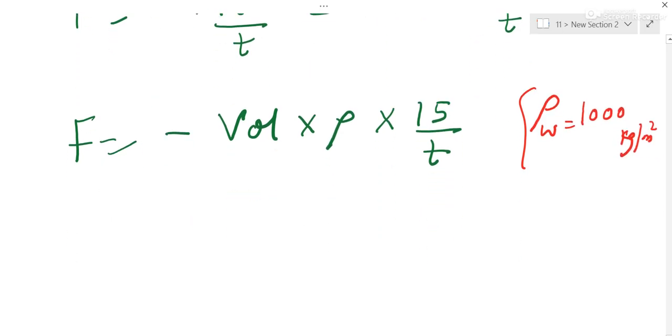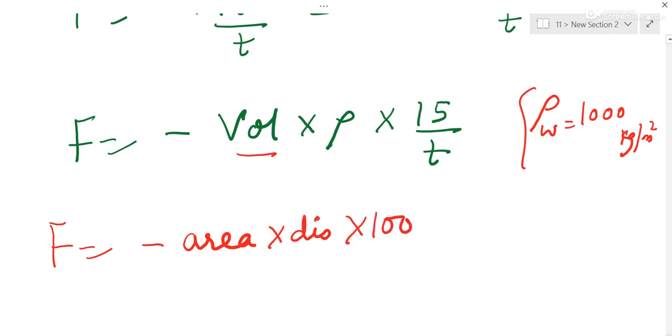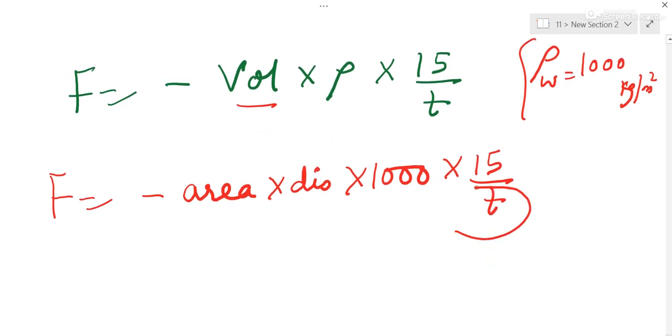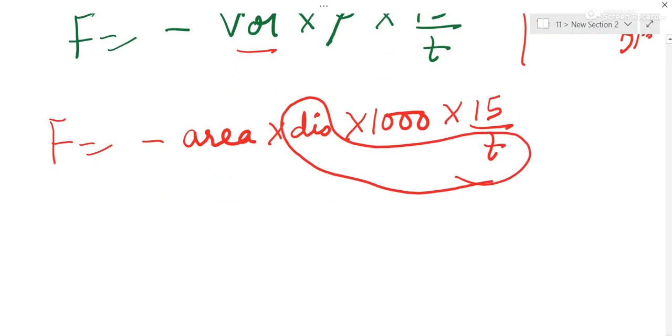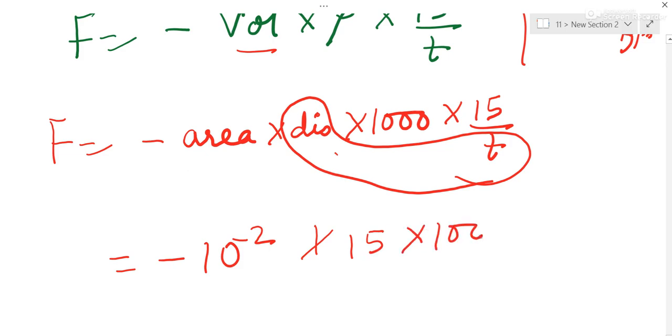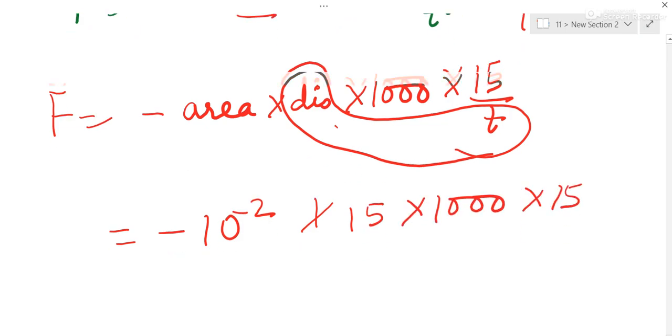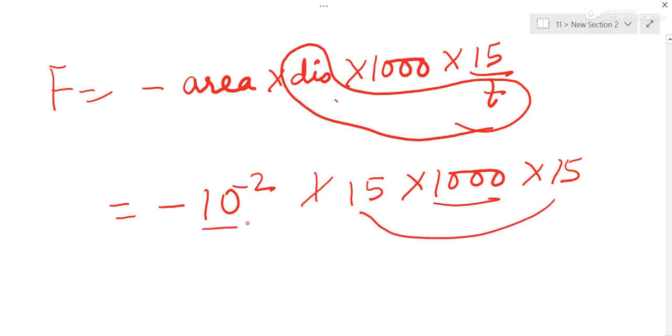So force is equal to, volume can be written as area into distance. Area into distance, density is 1000, u is 15 and this is time. Now distance by time is velocity again, the initial velocity. So area is given as 10 to the power minus 2, distance by time is velocity, and velocity is again 15. So it is 1000 into 15. You can find out the answer: 15 into 15 is 225, and this is 10, so 2250 Newton, minus sign, this is the force. So we have made use of the density of water in this question.